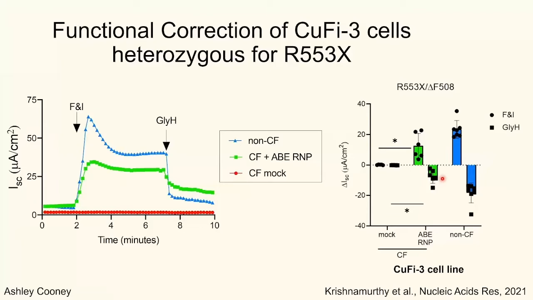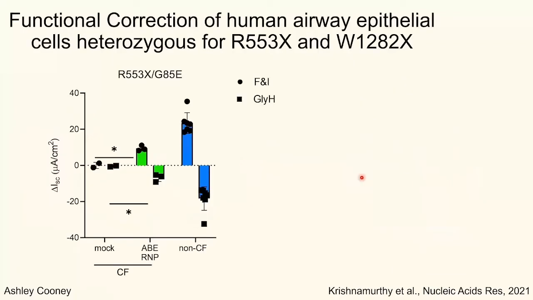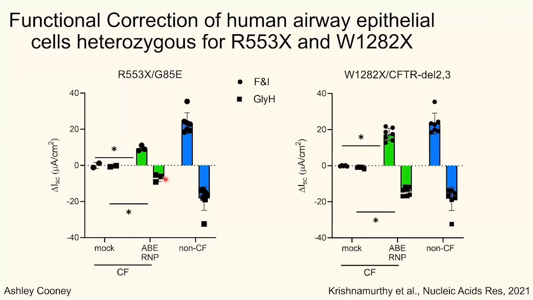From the data, we can conclude that adenine-based editors restore function to the defective anion channel in the R553X mutation in the CUFI3 cell line. We also examined the primary human airway epithelial cells heterozygous for R553X. And again, we have our conditions on the x-axis, and on the y, we have the change of short circuit current. And we see that adenine-based editors restore function to the defective anion channel in these cells as well. And the same is true for the W1282X cells in primary human airway epithelial cells.